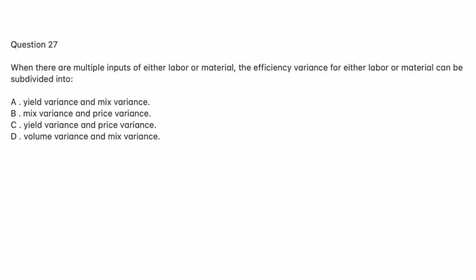Question 27. When there are multiple inputs of either labor or material, the efficiency variance for either labor or material can be subdivided into A. Yield variance and mix variance. B. Mix variance and price variance. C. Yield variance and price variance. D. Volume variance and mix variance.